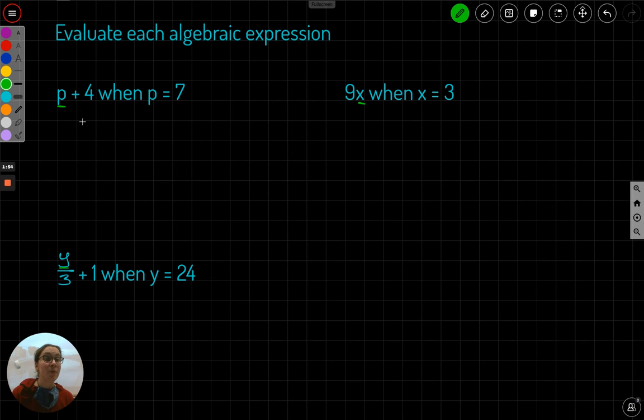Plug and chug. Substitute 7 for the p. So instead of p plus 4, we have 7 plus 4, which I shouldn't have to tell you equals 11. Bam. That's it. That's really all it is.